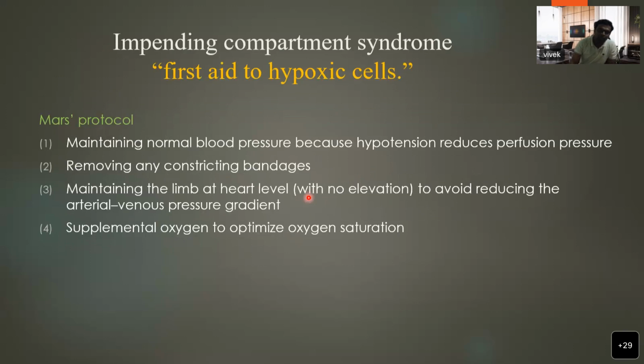Mars came up with a protocol to treat impending compartment syndrome patients, wherein he said that first aid was needed for hypoxic cells. This is done by maintaining a normal pressure, because hypotension would eventually lead to a decrease in the perfusion pressure, removing any constricting bandages on the affected limb, maintaining the limb at heart level with no elevation to avoid reducing the arteriovenous pressure gradient, and providing supplemental oxygen to optimize oxygen saturation.